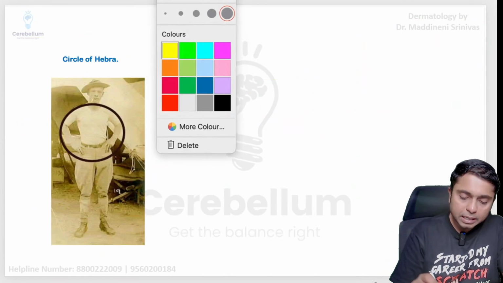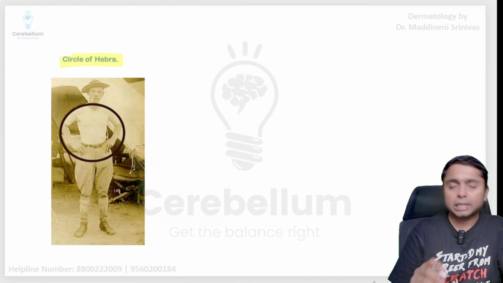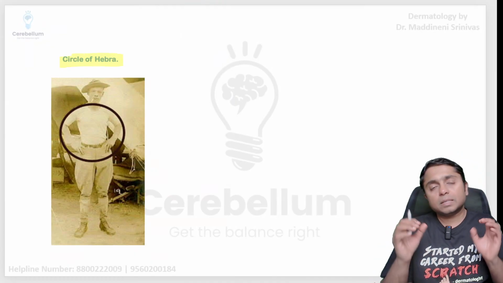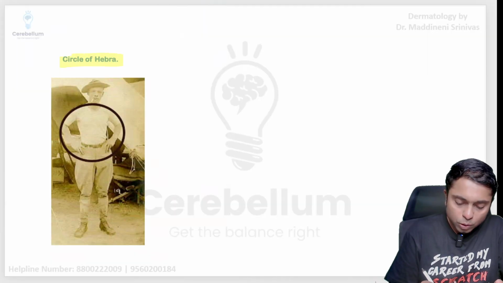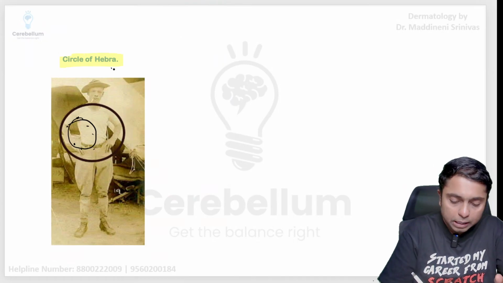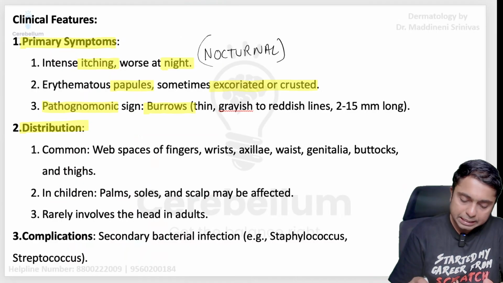It forms a circle, and this is called as circle of Hebra. Very important, circle of Hebra. If you can write these buzzwords in the exam, then the examiner will get impressed and they are going to give good marks. So web spaces, the wrist, antecubital fossa, axilla, the nipples, the umbilicus and the groin. So all of them put together, they form an imaginary circle and it is called as a circle of Hebra. So these are the sites where the lesions are predominantly seen.